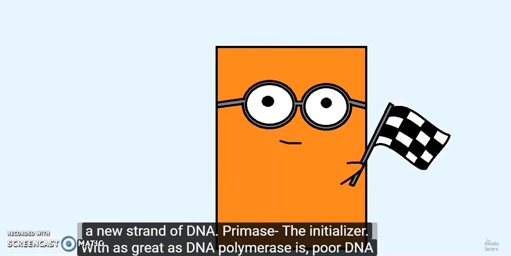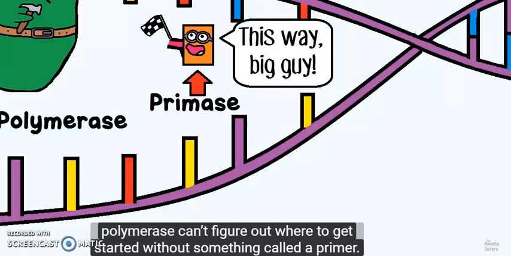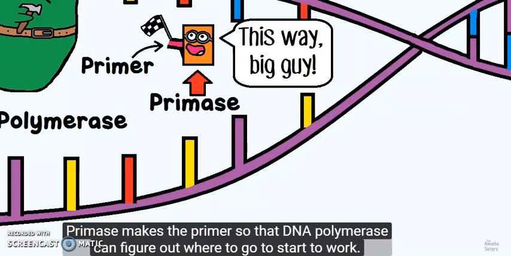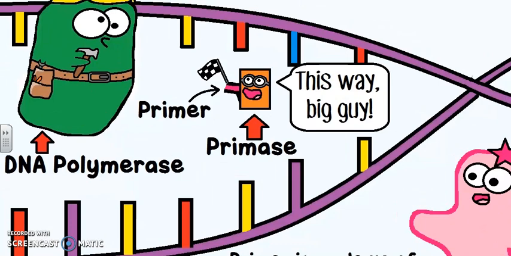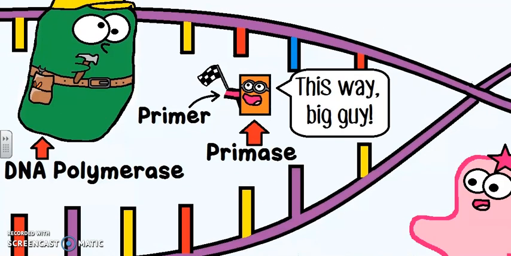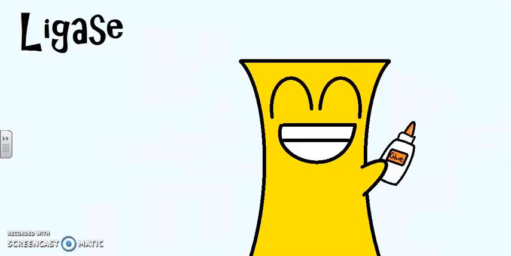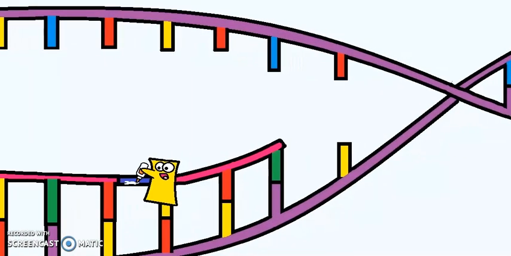Primase, the initializer. With as great as DNA polymerase is, poor DNA polymerase can't figure out where to get started without something called a primer. Primase makes the primer so that DNA polymerase can figure out where to go to start to work. You know what's kind of interesting about the primer that it makes? It's actually a piece of RNA. Ligase, the gluer. It helps glue DNA fragments together. More about why you would need that a little later.